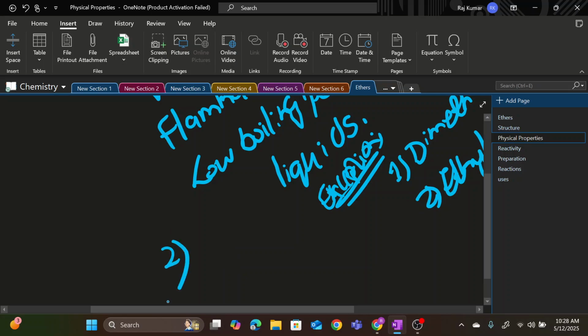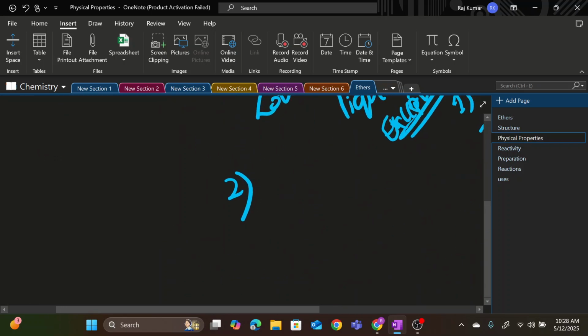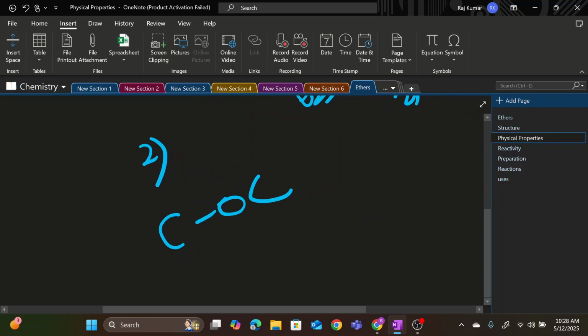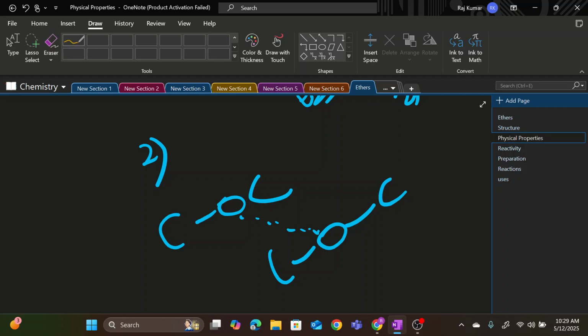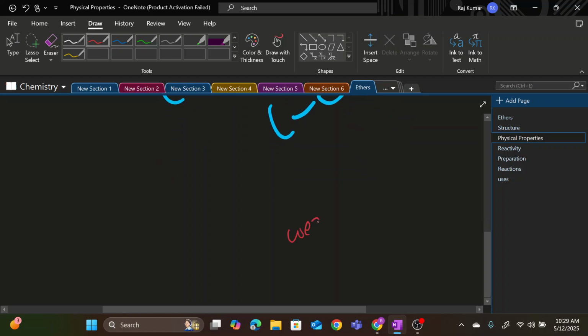Let's discuss the second point: ethers have very weak hydrogen bonding. They generally do not form hydrogen bonds with their own molecules. For example, one ether molecule does not form hydrogen bonding with another ether molecule. If I were to draw a hydrogen bond here, it would not be correct. No hydrogen bonding is made among ether molecules.